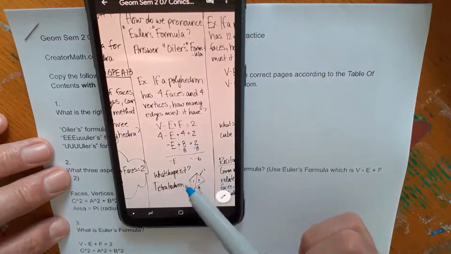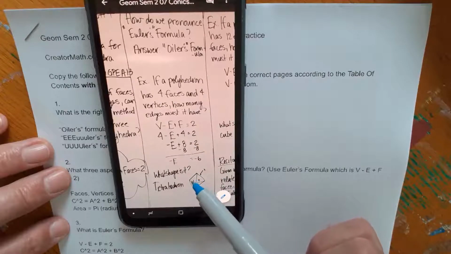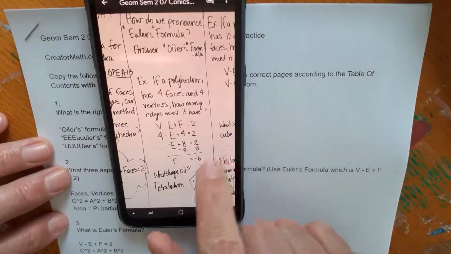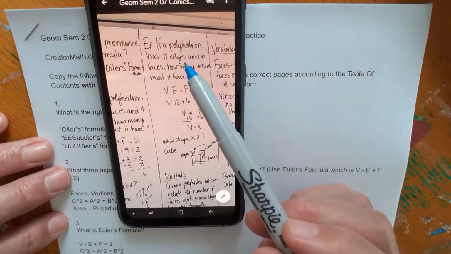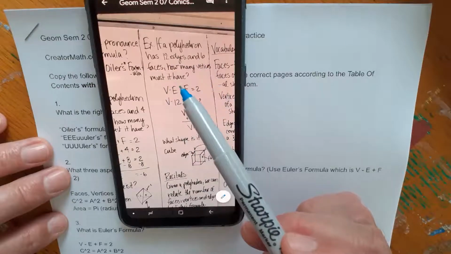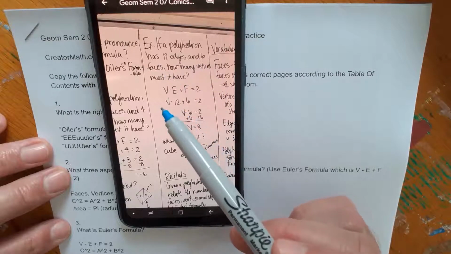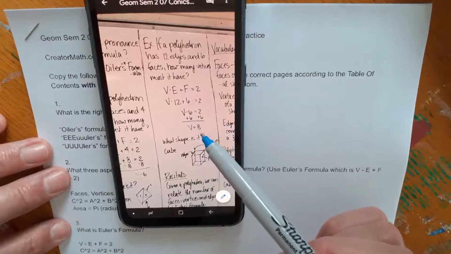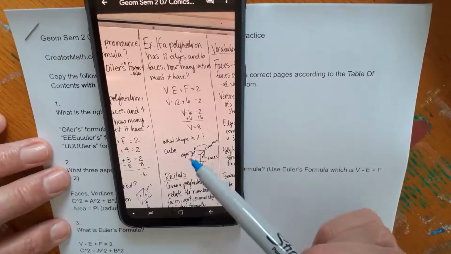And it's very cool because we can look at a shape and predict the number of edges, faces, and vertices. So if a polyhedron has 12 edges and 6 faces, how many vertices must it have? We just plug in the values again. V minus 12 plus 6 equals 2. Solve for V and we get 8. And what shape is it? It's a cube.